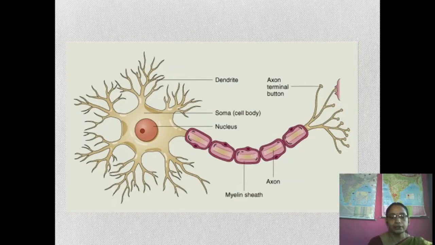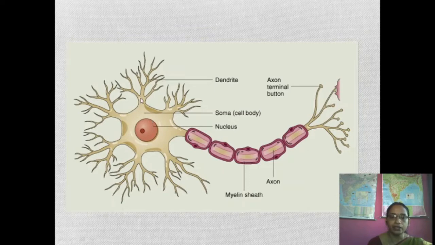Let us study now the structure of a nerve cell. In the structure of a nerve cell, here you can see the cell body. This cell body is also called the cytosol. At the center of the cytosol, the nucleus is present. The nucleus is the control part of a cell.